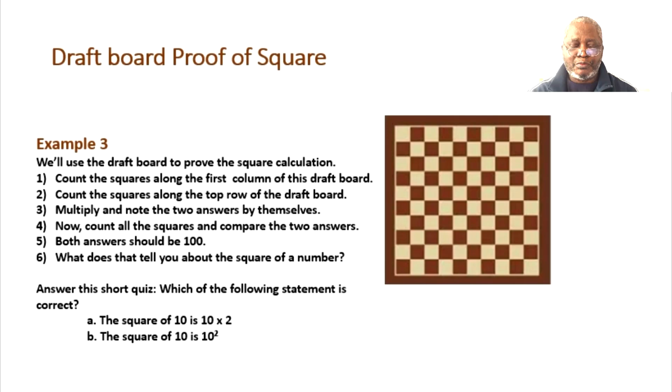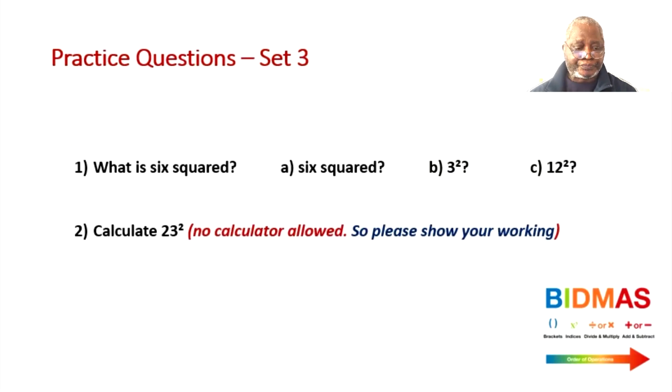A common mistake people make when they have forgotten the rules of square is when they see 10 and the little 2, 10 square, they say 10 times 2. 10 times 2 is equal to 20. You will get your sums wrong. When you see 10 and the little 2 there, it means 10 times 10 is equal to 100. So this is proof of squaring.